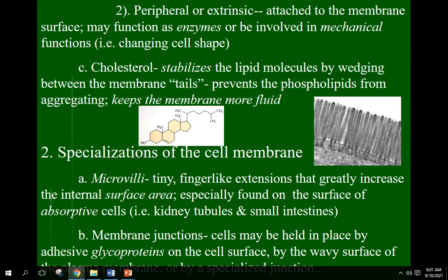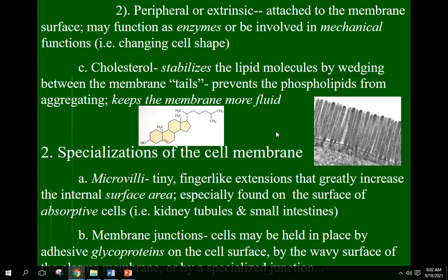Okay, going a little further, the peripheral or extrinsic, that means it's attached to the membrane surface. So extrinsic, kind of think like exterior of the cell. And then things like cholesterol is really important to the cell membrane. Cholesterol, remember, is a lipid, and that's what allows the membrane to be more fluid. And so if you don't have proper cholesterol levels, your cell membranes actually become very stiff, and it can damage your cells. And so it's really important to have a proper amount of cholesterol.